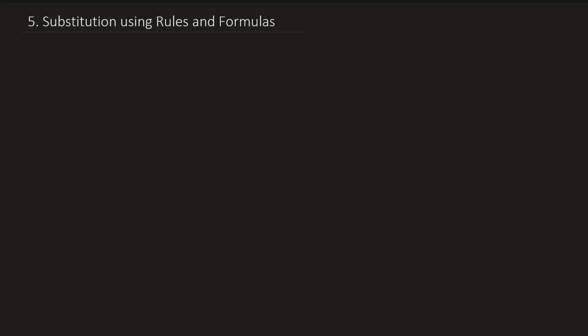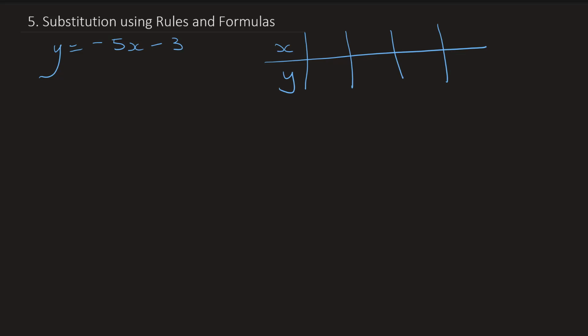Let's try another rule. Here we go. y is equal to minus 5x minus 3. And this time we would like to find the y values that correspond to these x values: 0, minus 2, 4, and 6.